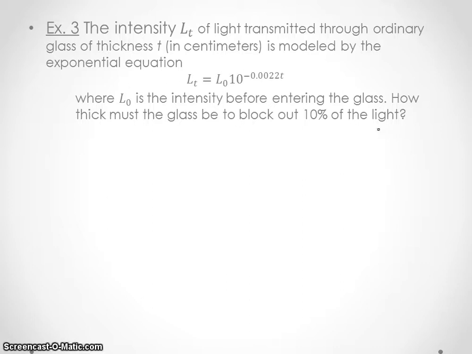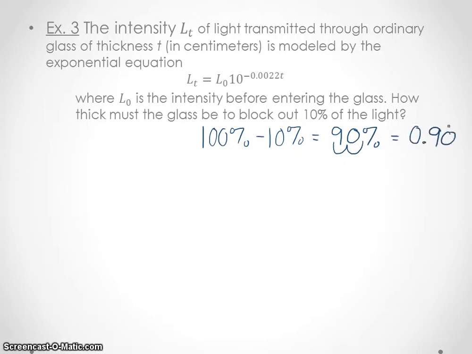Okay, so we want to think of this in terms of not how much we're blocking out, but how much we're actually letting in. So if 100% of the light, if we had no glass, we want to block out 10% of the light. How much are we letting in? Well, we take off that 10% that we're blocking out, and we're letting in 90% of the light. Now again, we want to write this as a decimal, so we take this 2 places to the left, so we have 0.90.